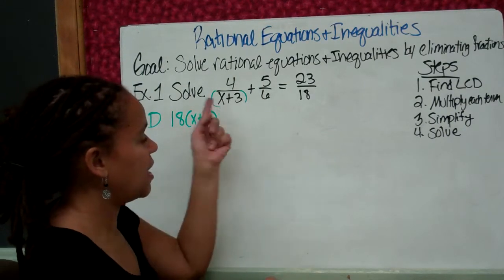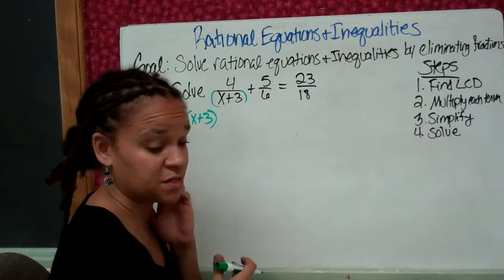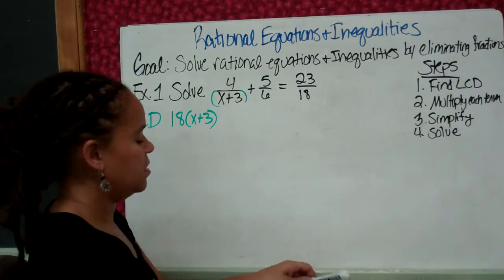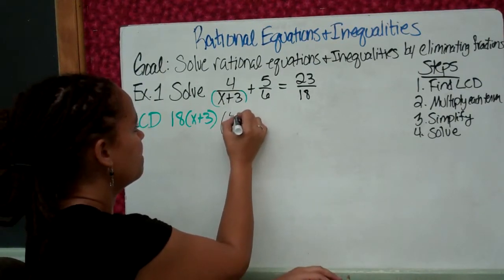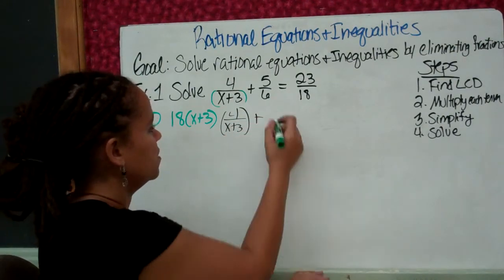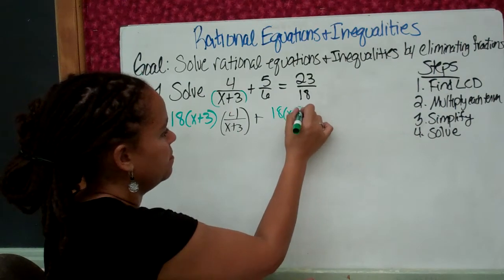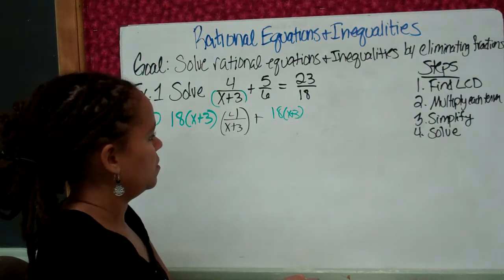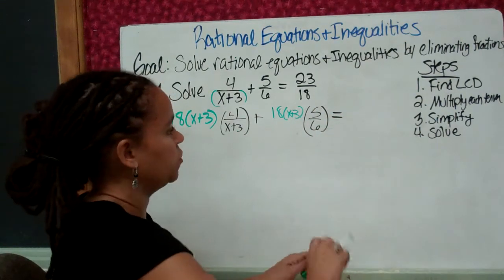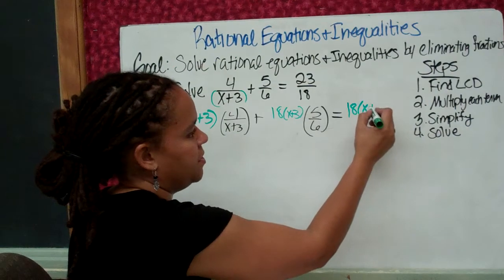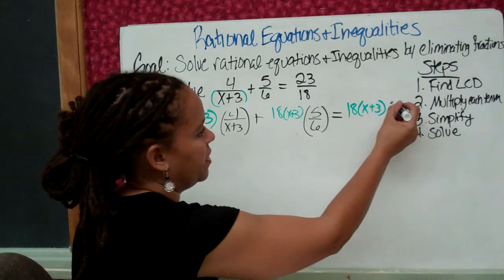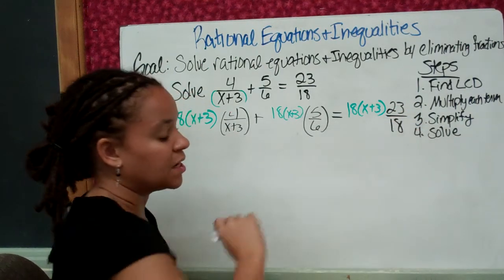So I need to multiply by every single term to get rid of the denominators. I'm going to take 18(x plus 3) times my 4 over x plus 3, plus 18(x plus 3) times my 5 over 6, and that's going to be equal to my 18(x plus 3) times 23 over 18. Now let's see why we did this.